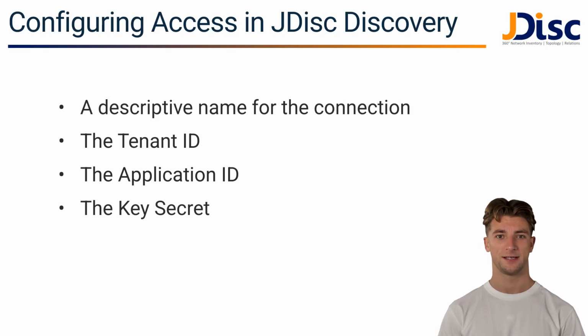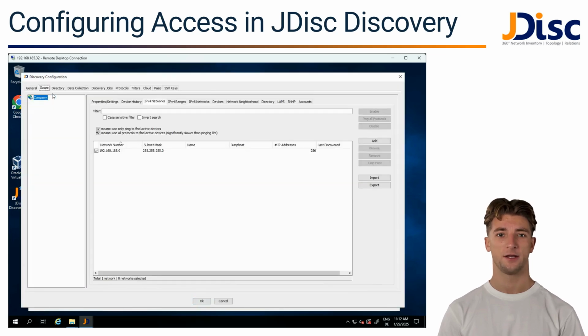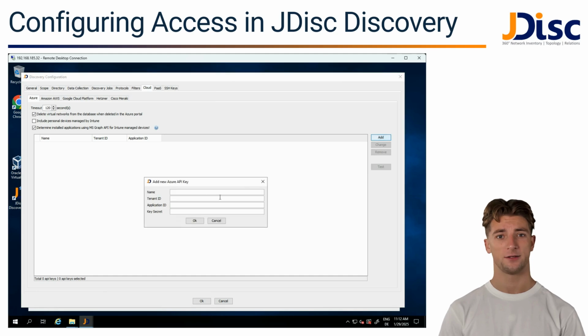It's a good practice to create a separate discovery job dedicated solely to scanning the cloud environment. This approach provides more flexibility in scheduling cloud infrastructure scans. Open the Discovery Configuration dialog from JDisc Discovery's main window and select the Cloud tab. Click on the Add button to add a new Azure portal connection.